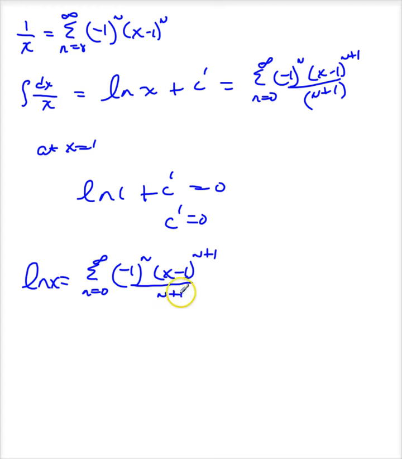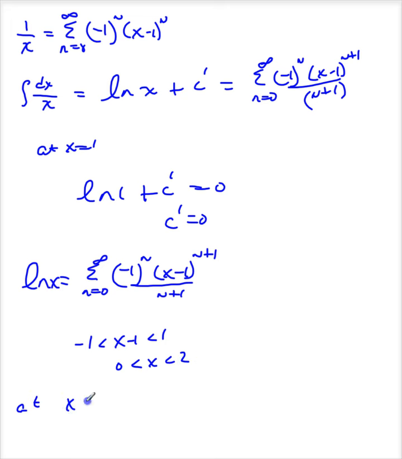Now, I've already shown that up here I have a radius of convergence of 1, and my interval of convergence is, now I did this with the other problem, between 0 and 2. So I do need to check the endpoints.